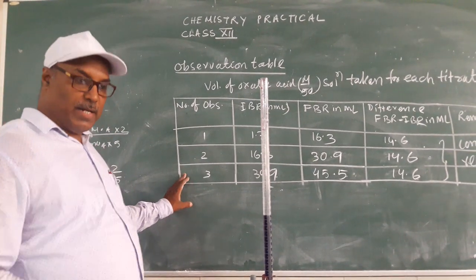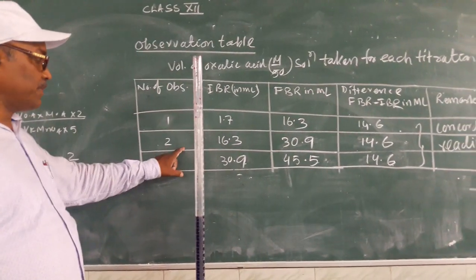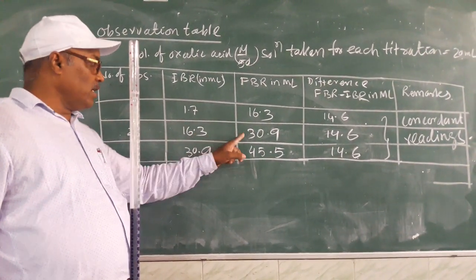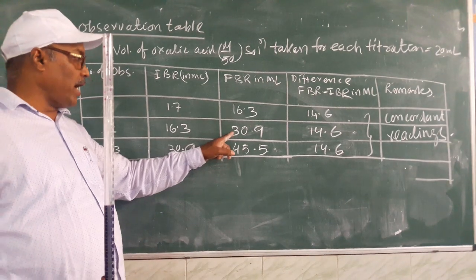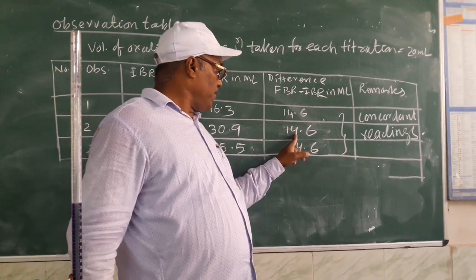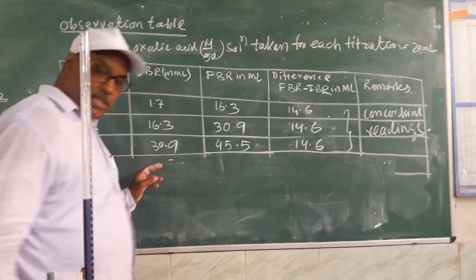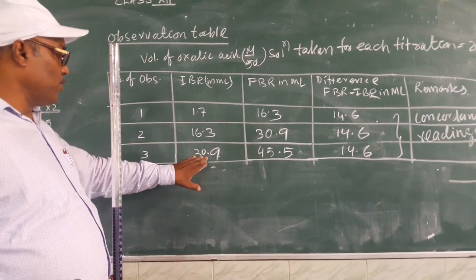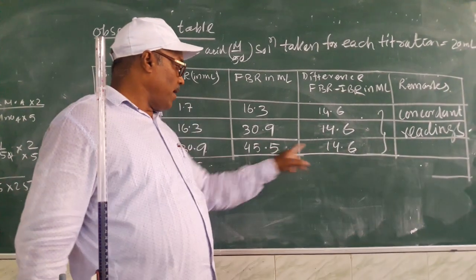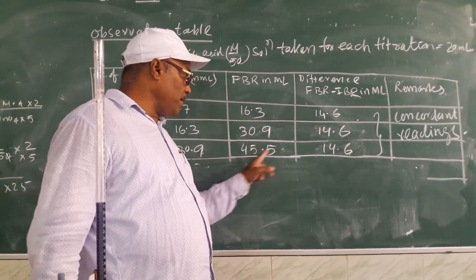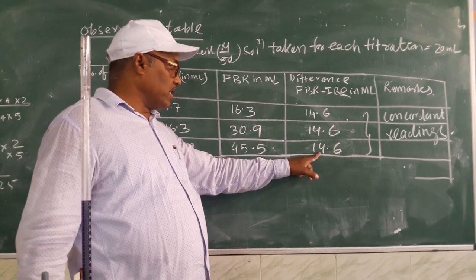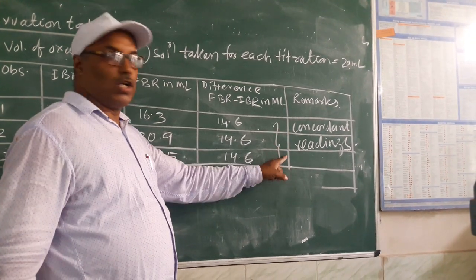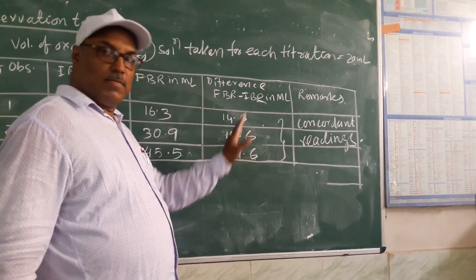So when you repeat the experiment, I got 3 readings. For the second time, the initial reading is 60.3. Then the final reading I got is about 30.9 and the difference is 14.6. Okay. And the third one, the initial reading is 30.9 and the final reading is 45.5 and the difference is 14.6. So as the 3 successive readings are the same, these are called concordant readings. Okay.